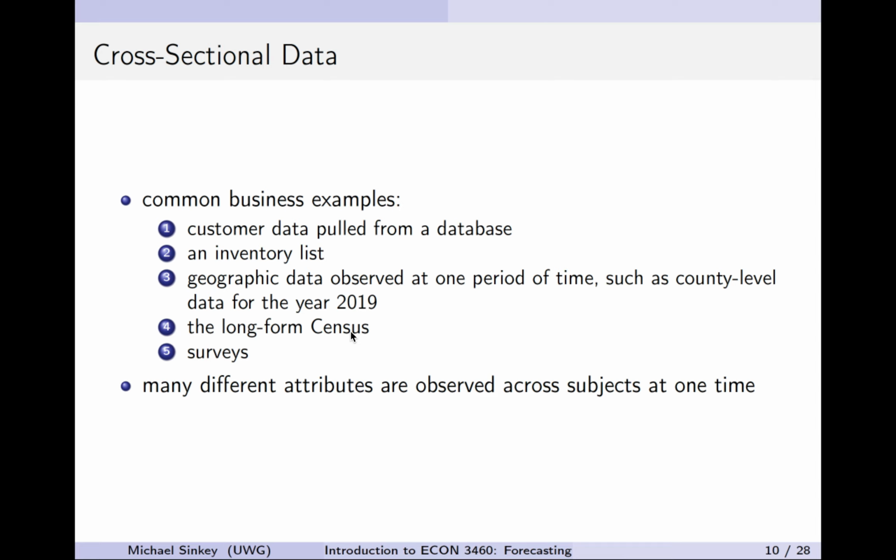An inventory list. So if you're a business, say Tractor Supply Company, you sell a myriad of different items, and at any particular time, you know what items you have in stock and what items you don't based on the database that you have. And at that particular point in time, that is a cross-section. If we observe all county level unemployment for a month, that's cross-section. The long-form census, which you have to fill out every 10 years, which I filled out recently, that is a cross-section. Surveys that you do for your marketing class.